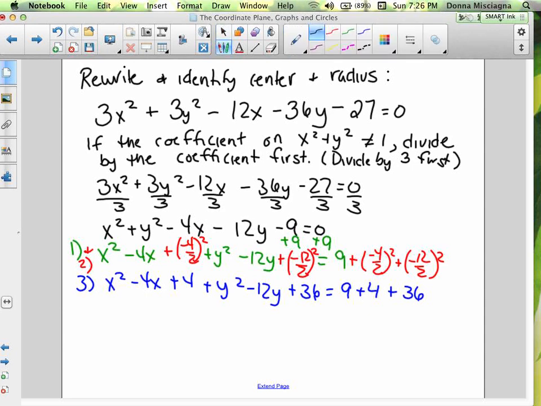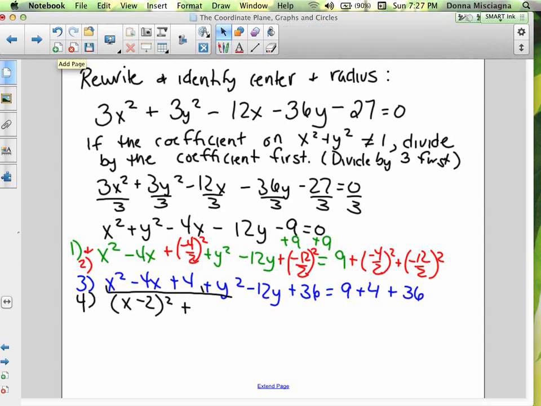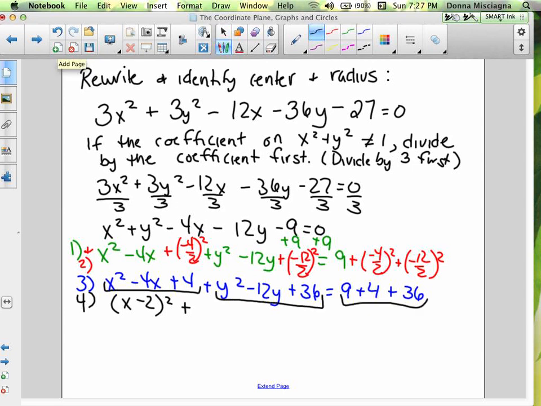Step number 4, we're going to factor. So this would be x, and then that's negative, so that's x minus 2 squared. And then we factor the y part. And we can add this all together, which is 49. All right, so that's going to be y minus, because b is negative, half of b is 6. So y minus 6 squared equals 49.